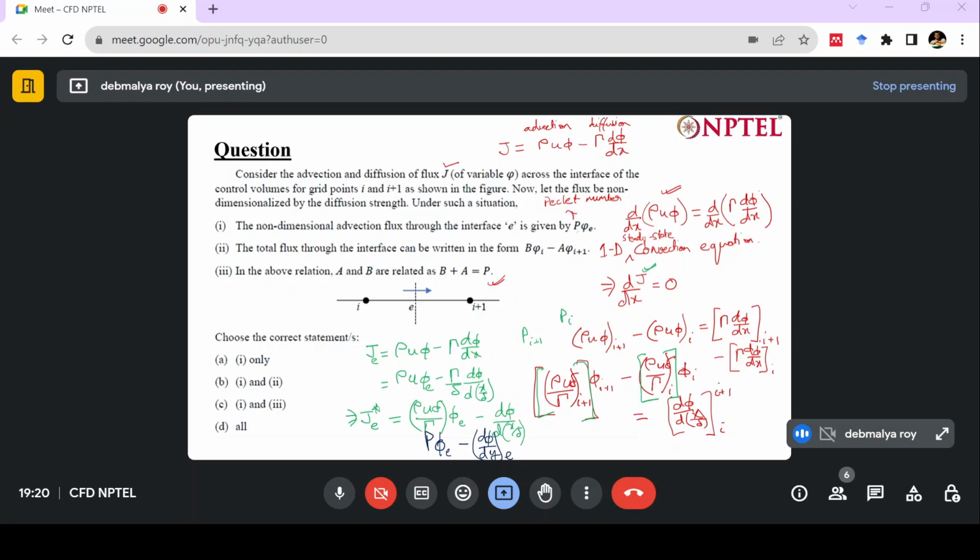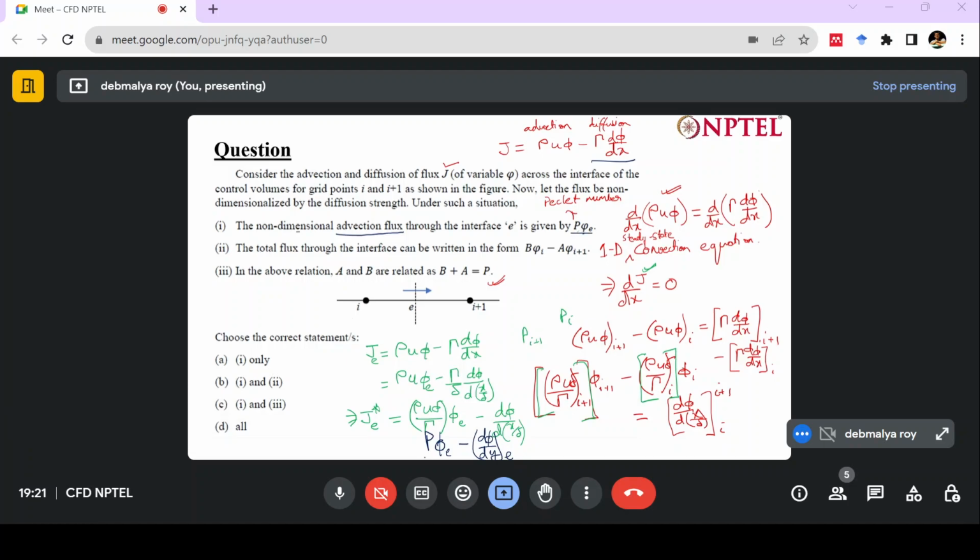Now there are two terms here. This is not just P phi e. So P phi e minus d phi d. But what is this next term? This next term is part of the diffusion. Only the first portion is for the advection, and it is asked. So we have to find out the advection flux. The advection flux is given by P phi e. This is what we are.